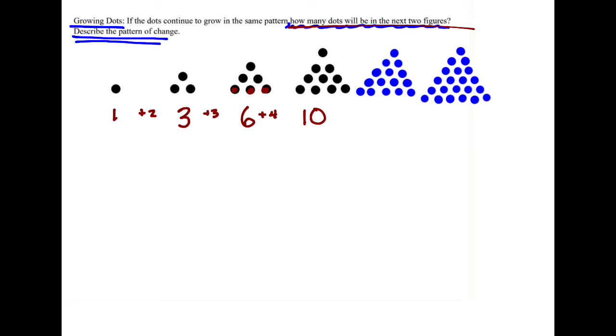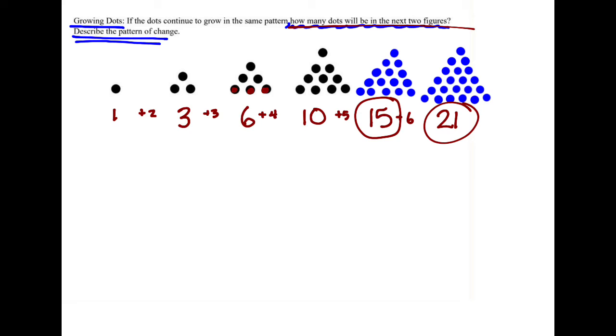You can see the number that we're adding increases by 1 every time, right? Okay, so we're going to add 5 here for a total of 15. And then we're going to add 6 here for a total of 21. Okay, so we answered the question, how many dots will be in the next two figures? 15 and 21. Describe the pattern of change.